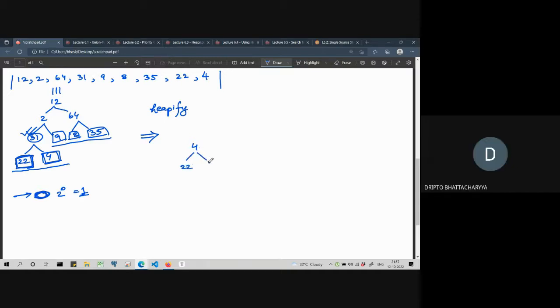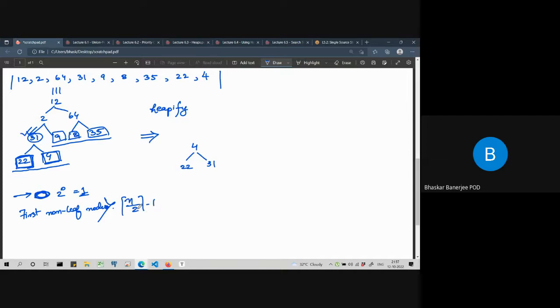Sir, how did we get 31 again? I told you, it is the first node which has children, that is, the first non-leaf node. And how did we get that? We get that by n by 2.